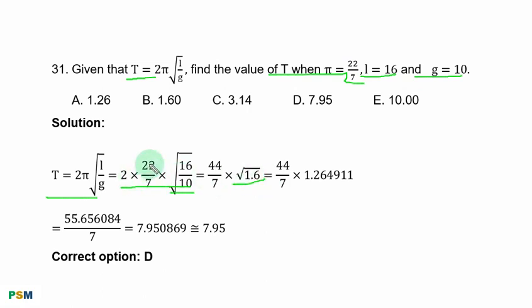2 times 22 over 7 is 44 over 7. If you check this square root, you have this result. You multiply these two numbers, you have this result. Divide by 7, you have this result. To 2 decimal places or 3 SF, t is approximately equal to 7.95. The correct option is D.